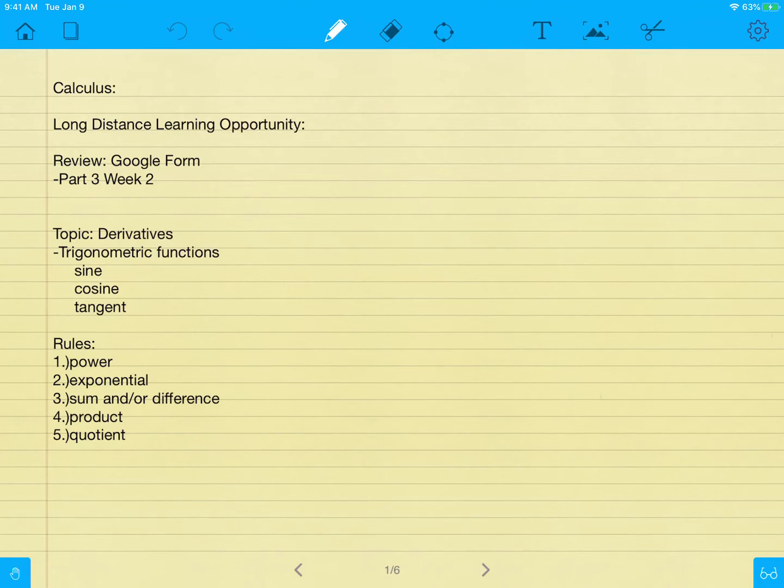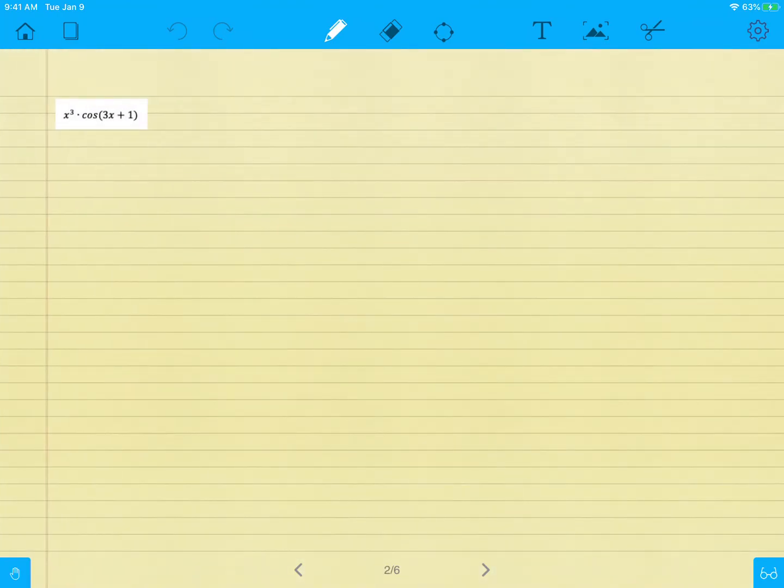I got about 5 problems from that Google form that I want to go through. I put them in order here, so let's jump in and go through each derivative. All right, first problem here. It is a product, so we have to do product rule in this particular problem. We're going to do the derivative of the first, which is 3x squared, times the second, which is cosine of 3x plus 1. So that's the first step.